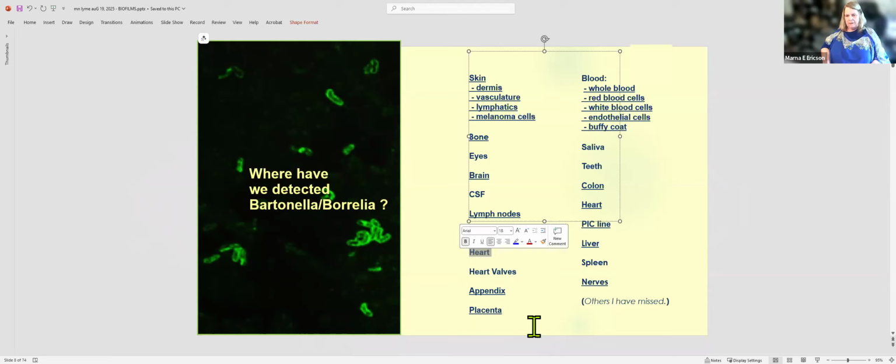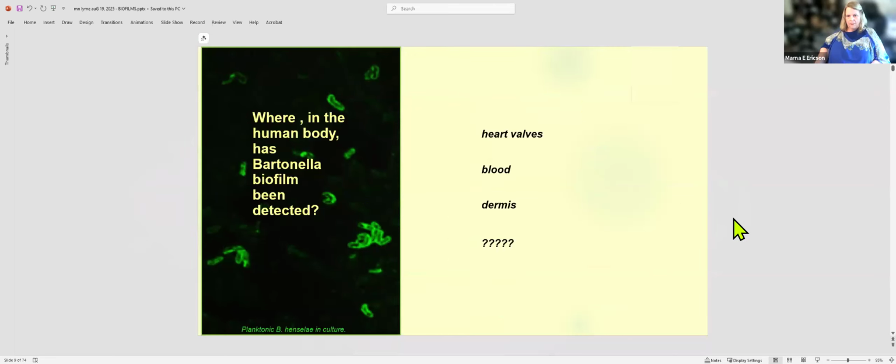The imaging techniques we use have allowed us to visualize these bacteria in all these different organs. And where has the biofilm been found? We know for sure heart valves. That's due to some elegant work by a friend of mine in Berlin. And we know blood. I've been focusing a lot of my work in the dermis of the skin, the upper layers, because I was in dermatology for many years. And where else? Well, we're still working on that.